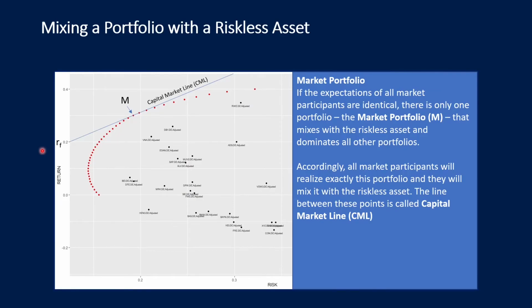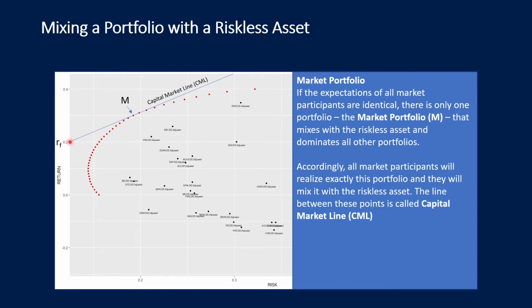If we now start mixing our portfolio with a riskless asset, there's just one choice that we can make. Let us assume we have a riskless asset here, like 20%. Okay, maybe a little high. Nevertheless, we take this as an example. So this is our riskless asset, and the interest rate here is 20%.